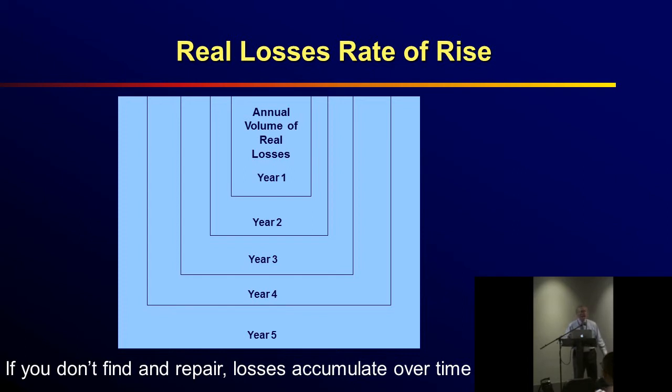But if you don't find them all, they go into the backlog of leaks that you've got, and then they accumulate over time. So year after year after year, if you don't get the backlog of leaks, what you end up with is a lot of leakage. It's a backlog of leaks that you've got with high losses for your utility.